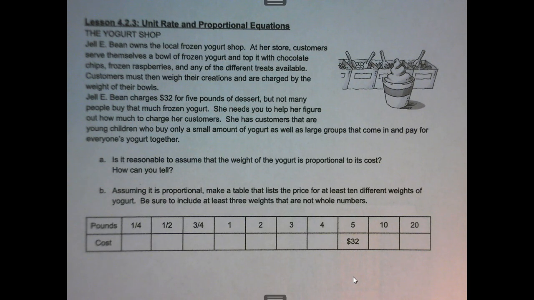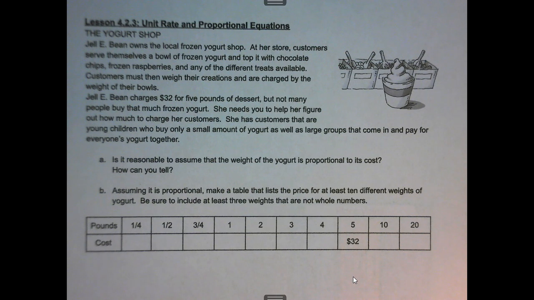Okay, let's take a look at lesson 423. We are looking at unit rate and proportional equations today. Our focus is what happens at a yogurt shop. So we have a person named Jill E. Bean that owns a local frozen yogurt shop.